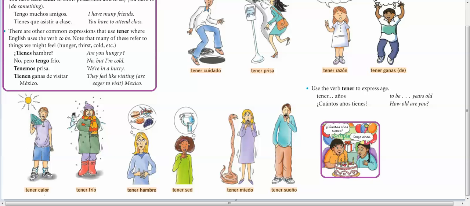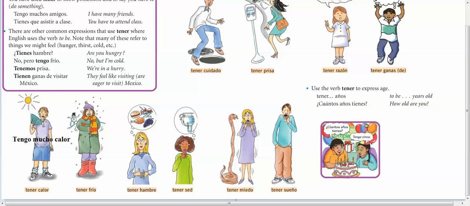Tener calor. So if I say tengo calor, what I'm telling you is I'm hot, okay? But what it literally means is I have heat. So a lot of times what people want to say is tengo muy calor, like I'm very hot, but instead you say I have a lot of heat. So with these expressions, you're always going to use mucho or mucha. So tengo mucho calor is how you would say I'm very hot.